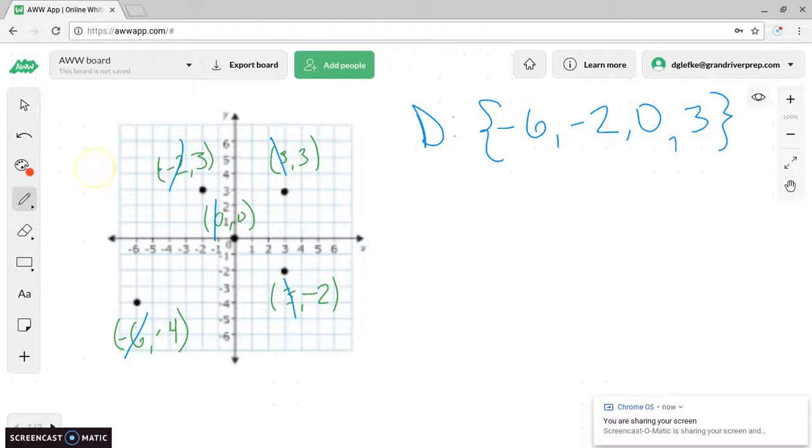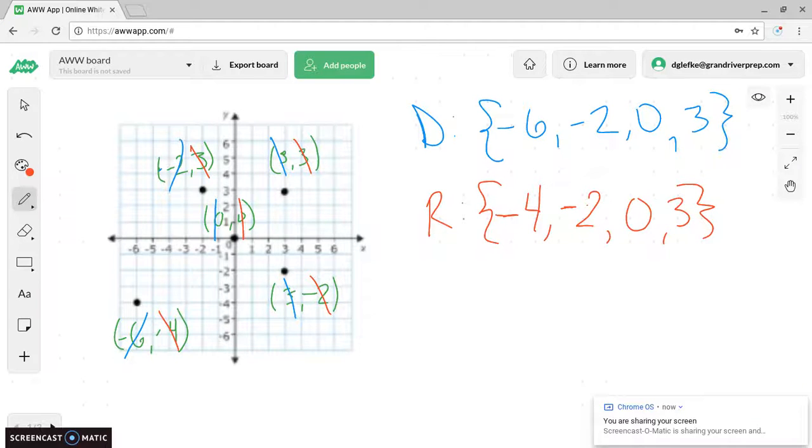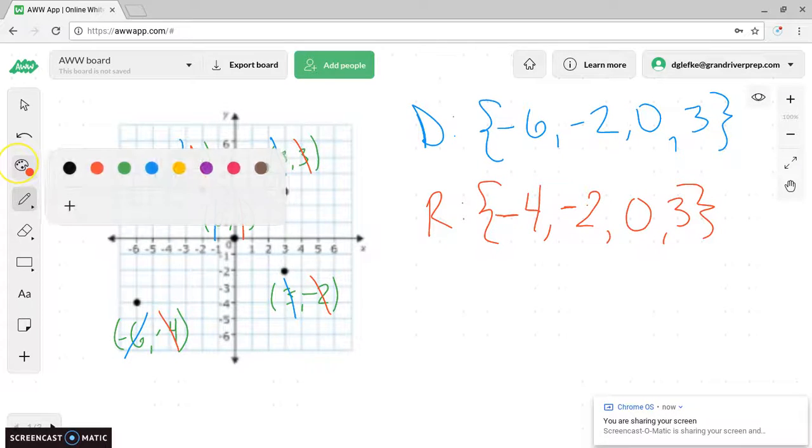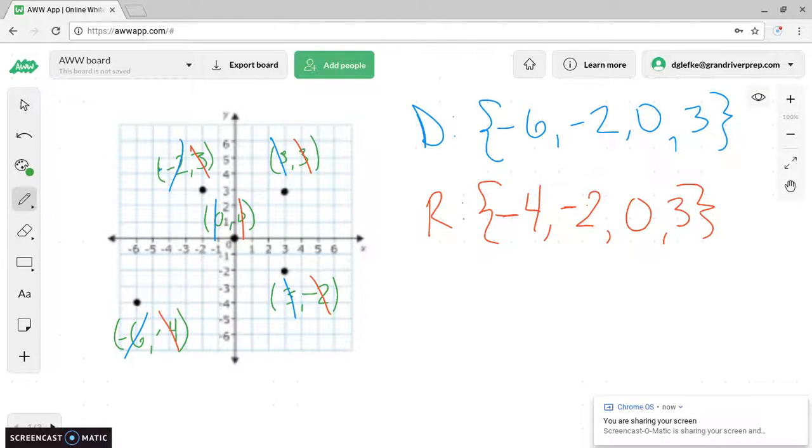For my range, I'm going to work from bottom to top. So the bottom would be -4, -2. Let's make sure those are negatives. 0, 3, which takes care of both of these. There's actually two ways we can determine if this is a function or not. We can look at our points and see if there's one x that has two different y values, or we can actually do the vertical line test because we are given a graph.